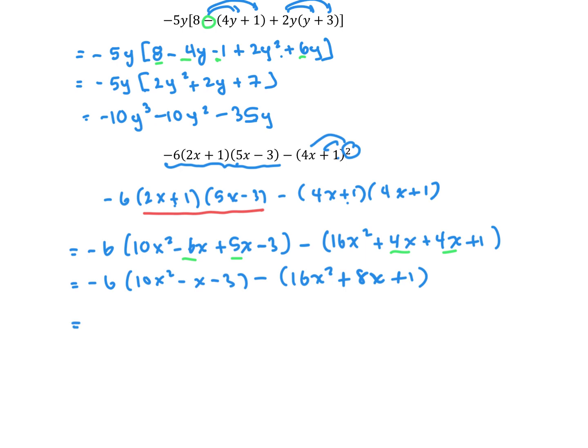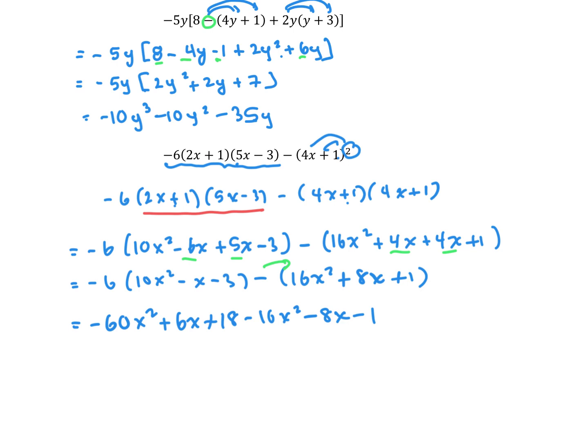So negative 6 times 10x squared. Negative 6 times negative x. So a negative and a negative is a positive, 6x. And negative 6 times negative 3 is positive 18. I'm going to take the opposite of this bracket. So 16x squared becomes minus 16x squared, plus 8x becomes minus 8x, and plus 1 becomes minus 1.